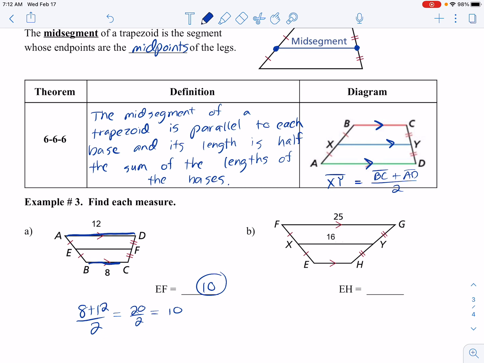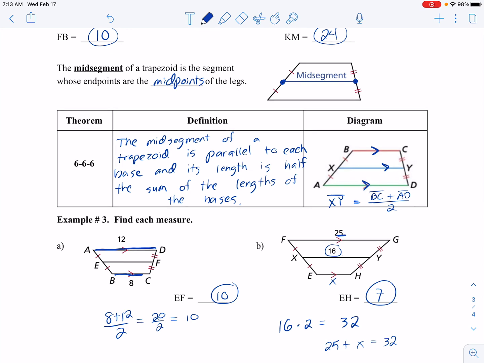How about for B? Now you're given the midsegment. So what I would do here is take this midsegment, just do the inverse. The midsegment doubled needs to be the sum of the two bases. So 16 times 2 is 32. So then this 25, and we'll call this X, needs to add up to 32. 25 plus what gets us 32? This has to be 7. When you're given the midsegment, do the opposite, just double it, and then find what length needs to be added to the other base to get you that number you found, the midsegment doubled.